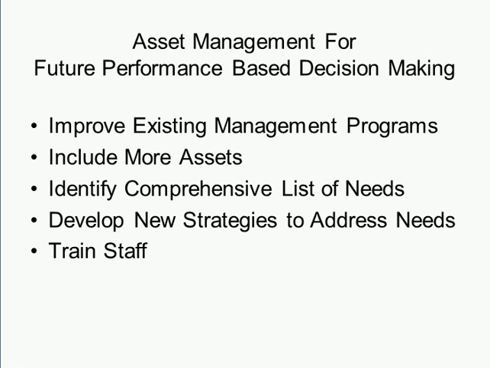As we move into the future, Kentucky intends to improve existing management programs to include more assets such as guardrails, striping, rumble locations, friction testing numbers for a high friction surface, sign inventories, and travel speeds. We hope to better identify our comprehensive list of needs and to develop new strategies to address these needs.